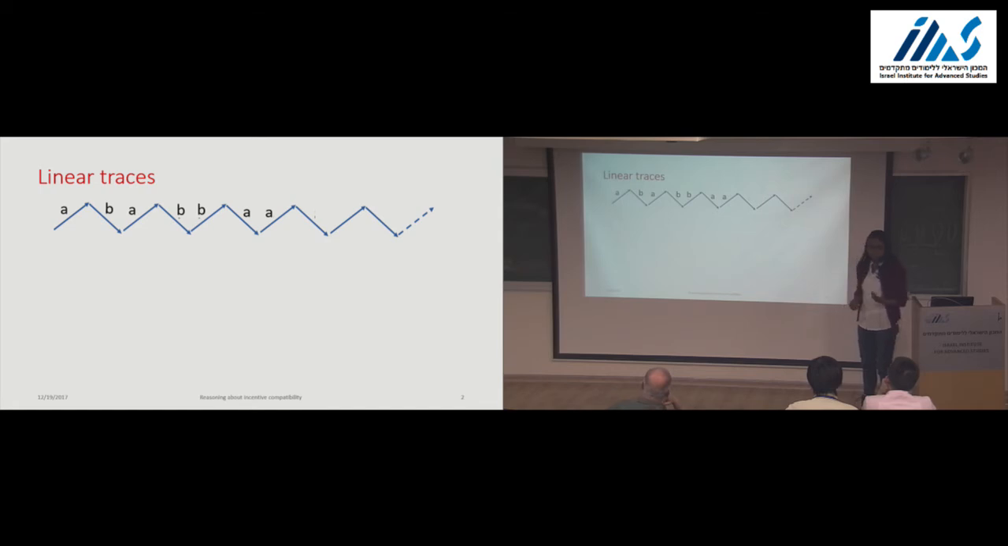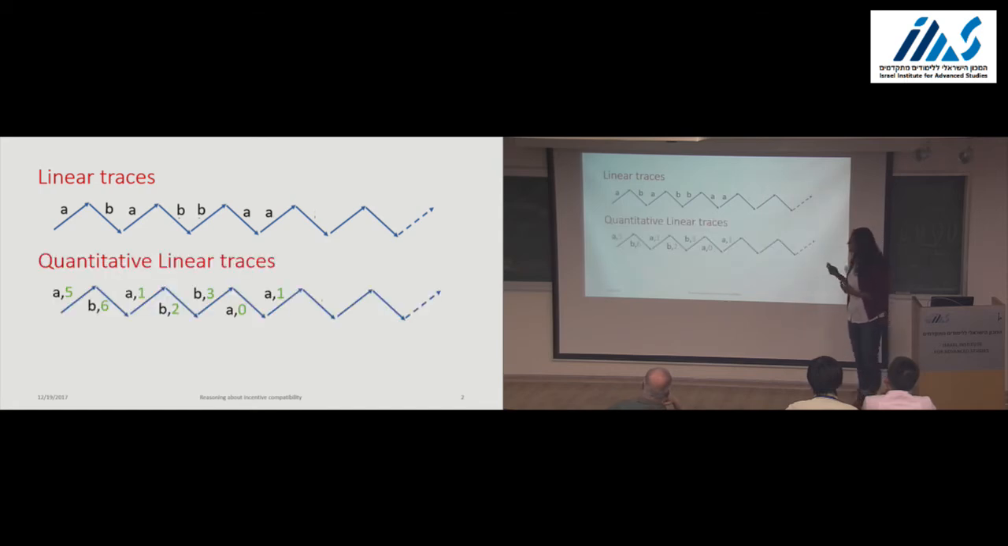A variant of this would be one in which every transition is also associated with a weight. In this illustration, the weights are given in green. For example, in the first transition on alphabet A, the weight of the transition is 5. Now this is a quantitative linear trace, which is not fundamentally different from a linear trace. But because it's a quantitative linear trace, there are certain more features of interest.